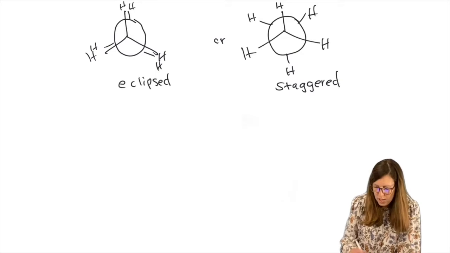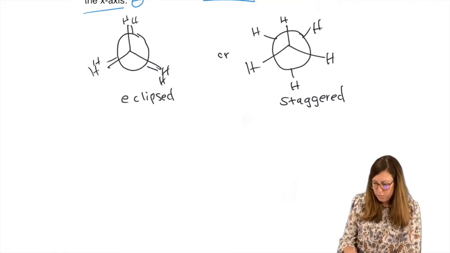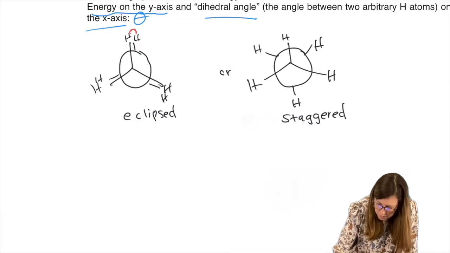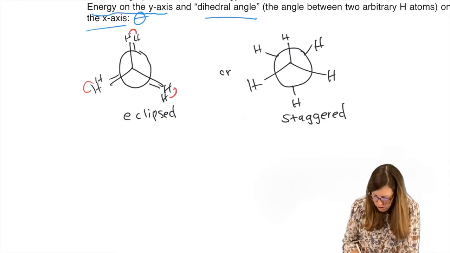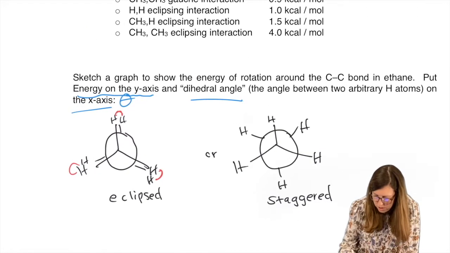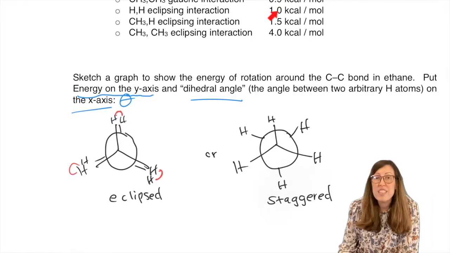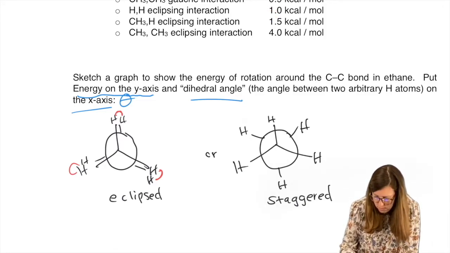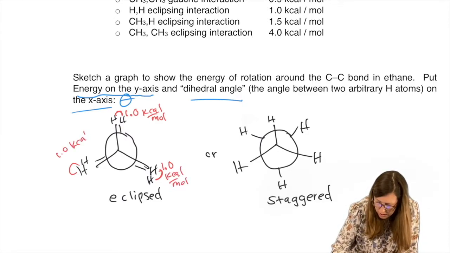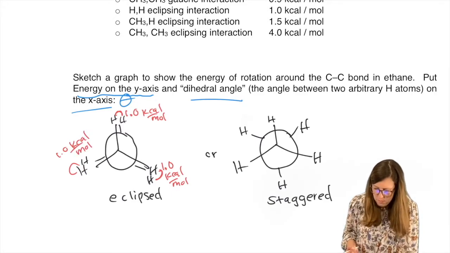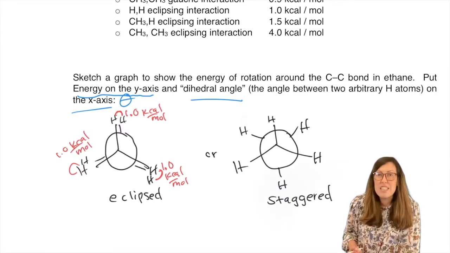Okay, so let's calculate the total energy for eclipsed. These are the things we're looking at, eclipsed H's. Find that on the chart. Eclipsing H's are worth 1.0 kilocalories per mole each. Staggered.